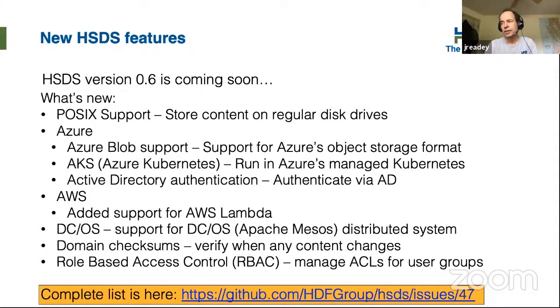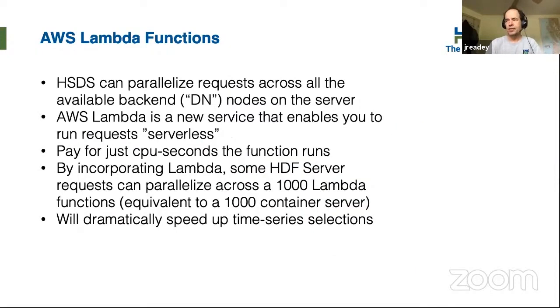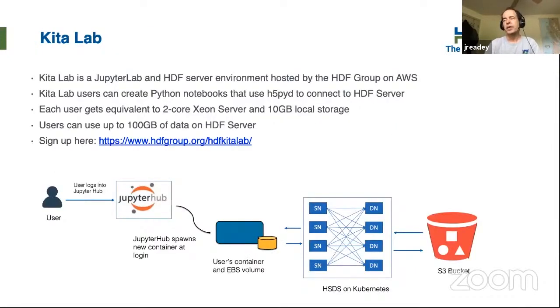We support Apache Mesos, the DCOS system. We have domain checksums and role-based access control. You can get all the details in that link. So now we support a full spectrum of container management systems and storage systems. So this has expanded nicely over the last year. This is more about Lambda. If you'd like to try us out, you can go to this link and have a Jupyter Lab environment, which is set up for Kita, and try these things out.